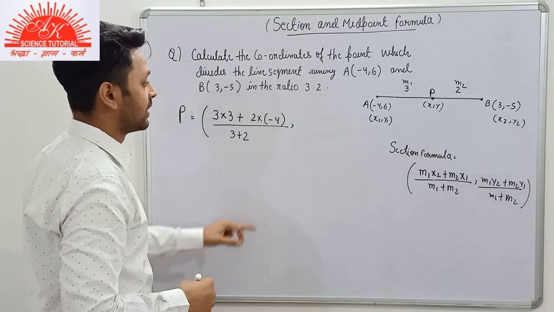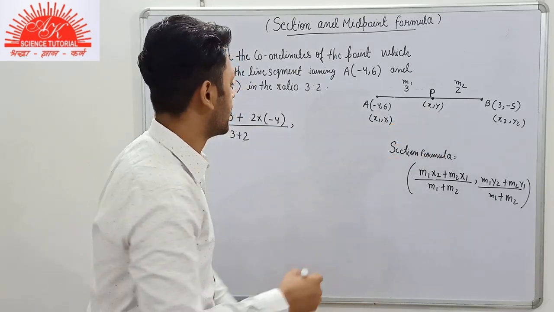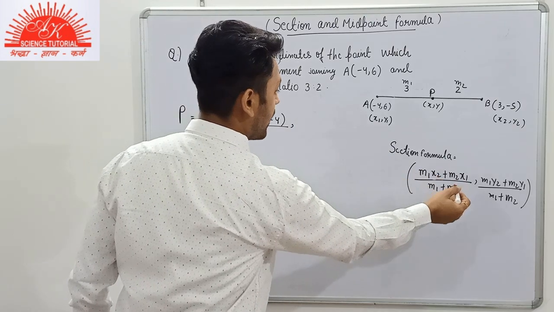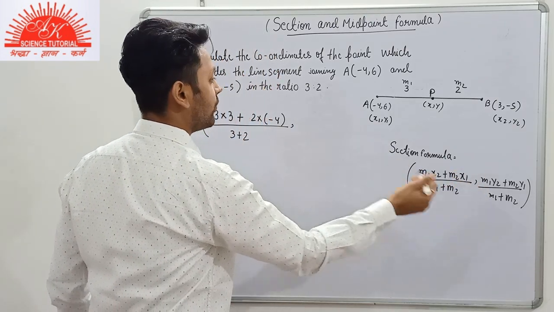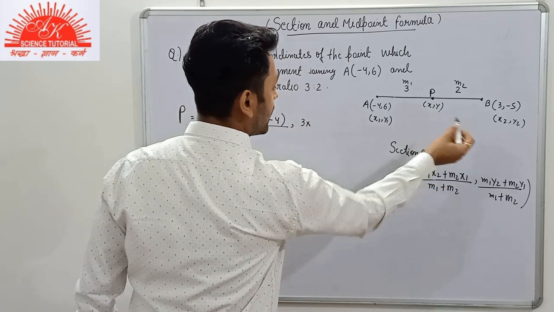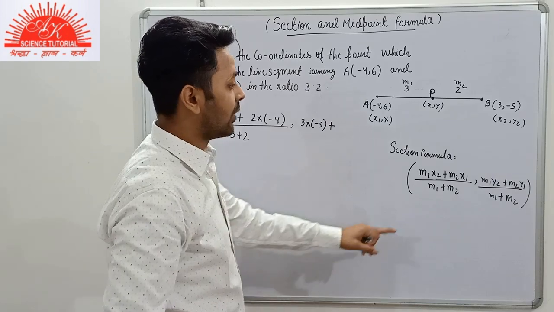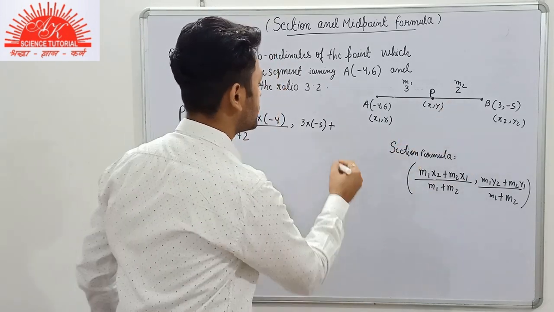Now for the second part, for finding the value of y, the ordinate, again we will substitute the values in m1 y2 plus m2 y1. M1 here is 3 multiplied by y2. Y2 here is minus 5. Again we will add it with m2 y1. The value of m2 here is 2.